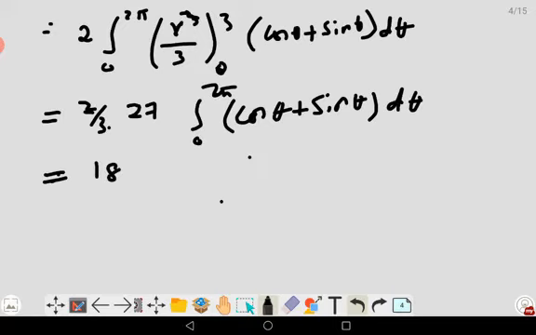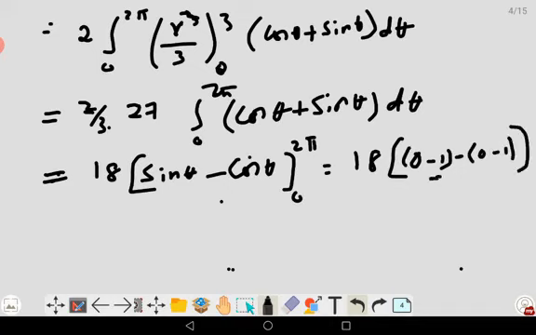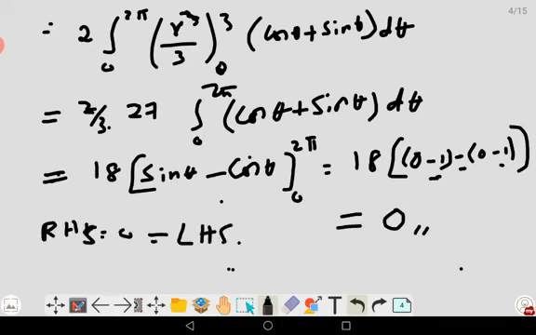When you integrate cosine theta, you will get sine theta. When you integrate sine theta, you will get minus cosine theta. Now use the upper and lower limit. 18 times sine 2 pi is 0, minus cosine 2 pi is 1, minus 1, minus sine 0 is 0, minus cosine 0 is minus 1. So this is minus 1, minus and minus is positive, so 1 minus 1 will be 0. So the answer is 0. Hence the right hand side is 0, which is equal to the left hand side. Green's theorem has been verified.